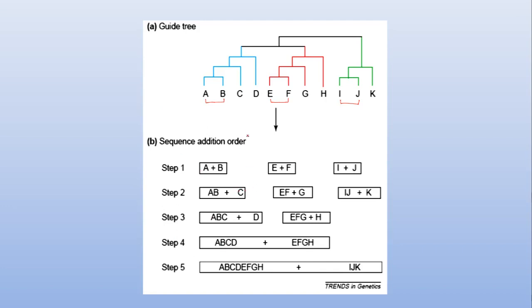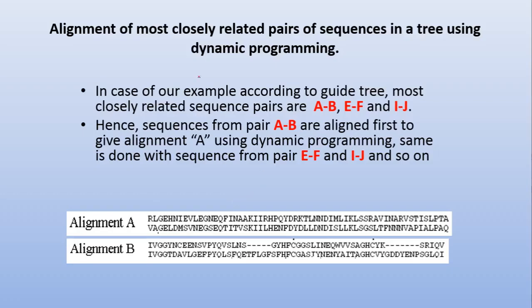This is called the progressive strategy to align the sequences. Why? Because we are progressively adding the remaining sequences to the previous alignment. Let's say, for example, C would be added to the alignment of A and B, G would be aligned to the alignment of E and F, and K would be aligned to the alignment of I and J. And since we are progressively adding these sequences, we say that this is a progressive strategy, right? So that is what we have discussed.